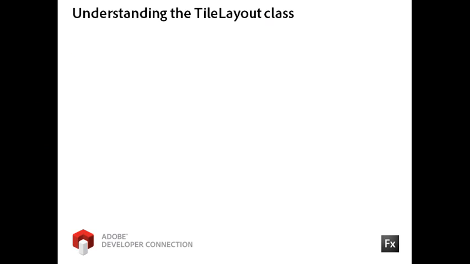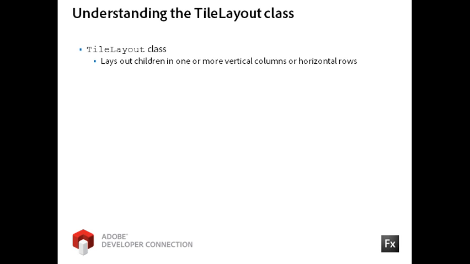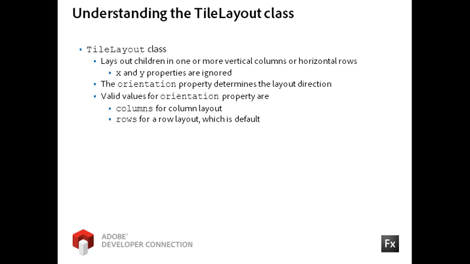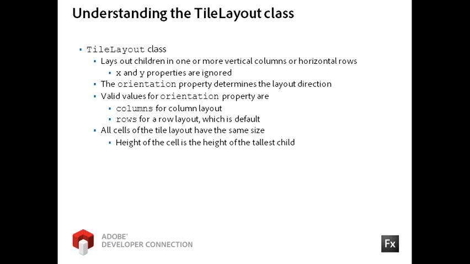vertically. The Tile Layout class is a little more complex than the other three layout classes. It lays out its children in one or more vertical columns or horizontal rows and ignores X and Y properties. Its display is based on a property named Orientation. The valid values for the orientation property are columns if you want a column layout and rows if you want a row layout. Row is the default orientation. All cells in a tile layout have the same height and width. Both values are based on the tallest and widest child, respectively.